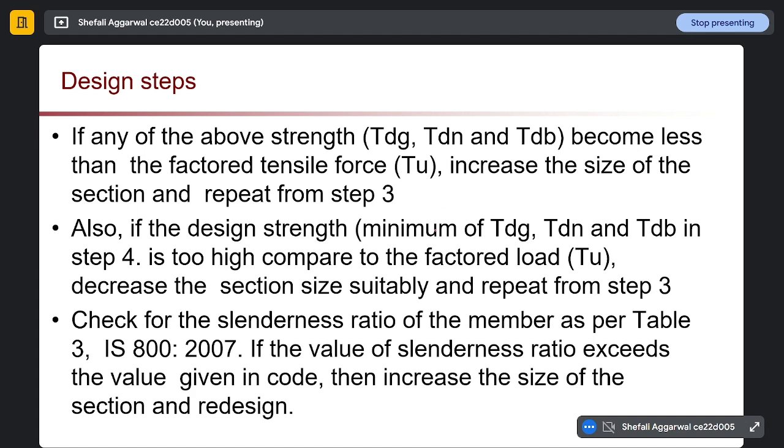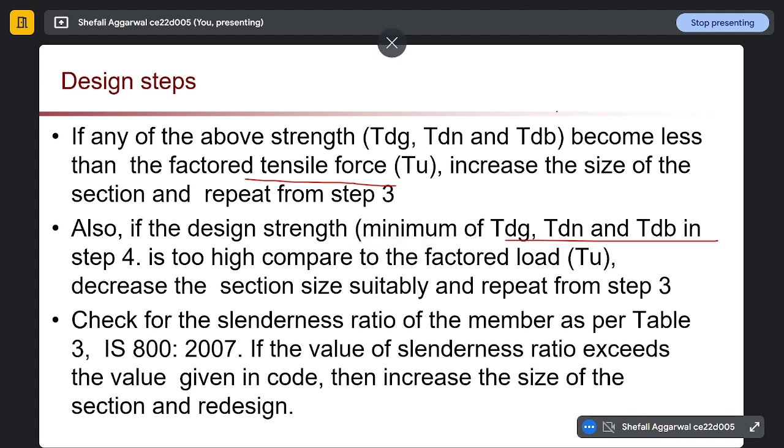So it is given that if any of the above strengths becomes less than the factored tensile force TU, then you have to increase the section and repeat from step 3. Okay. Also, if the design strength, the minimum of TDG, TDN and TDB, is too high compared to the factored load, decrease the section size suitably and do step 3.